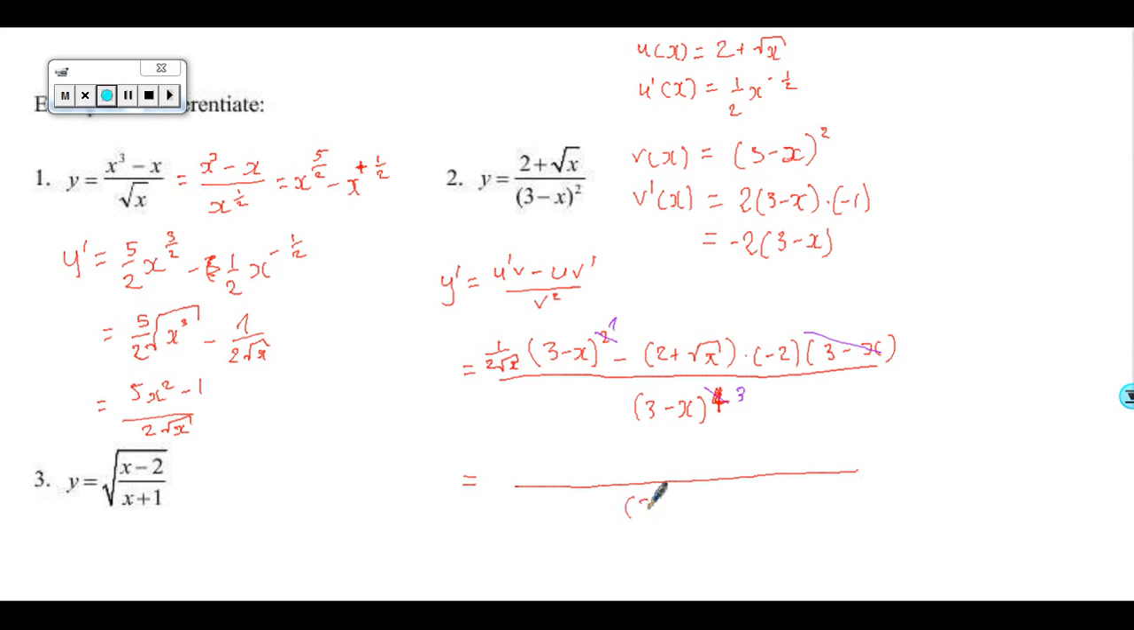My denominator is now going to be 3 minus x to the power of 3, and I'm left here with 1 over 2 root x times 3 minus x, and then this minus together with that minus 2 becomes a plus 2 times 2 plus root x. Okay, now I'll stop at this stage. I don't think there's much point in trying to multiply anything out here anymore. That's going to be good enough for now.